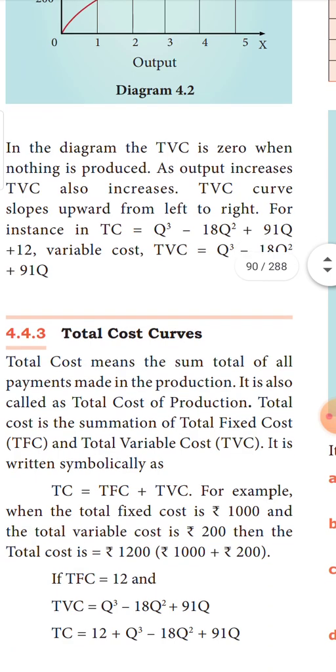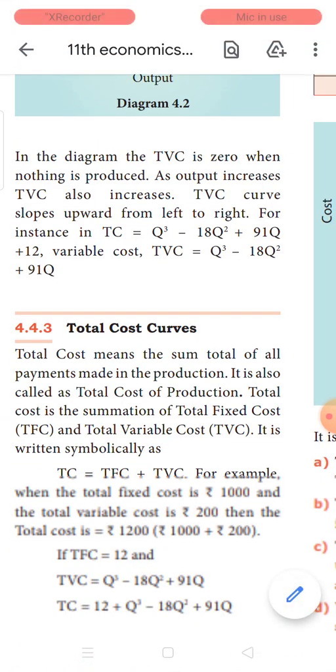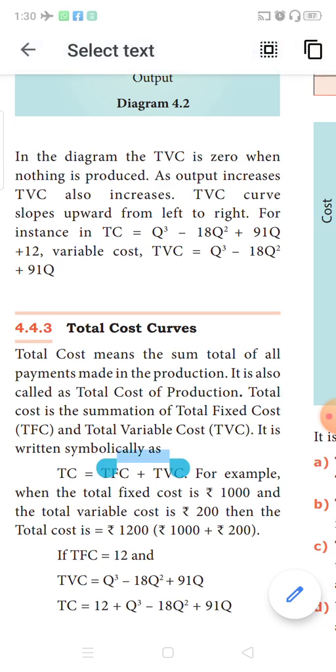For example, to find the variable cost, you can substitute the quantity. If 4 units are being produced, in place of Q you substitute 4. Out of the total, if you want only the variable cost, you can take away 12, because 12 is the fixed cost. For example, if the quantity is 2, compute 2 cubed minus 18 into 2 squared plus 91 into 2. Whatever value you get will be the total variable cost. If you add 12, the fixed cost, you get total cost, which comprises total fixed cost and total variable cost.